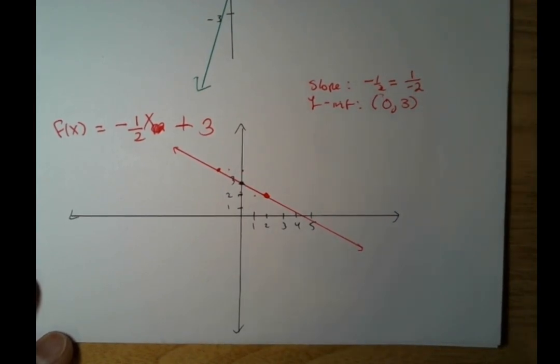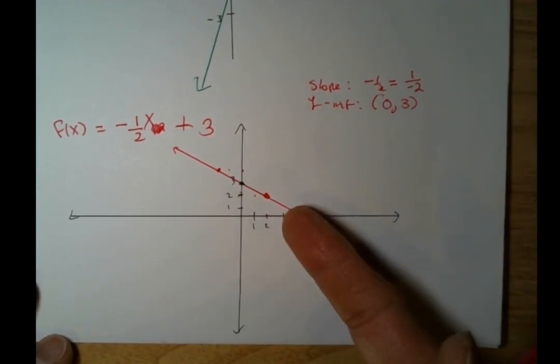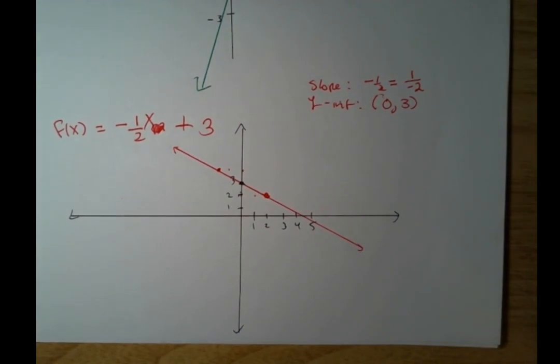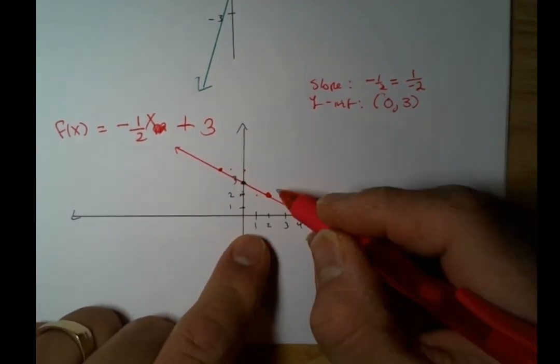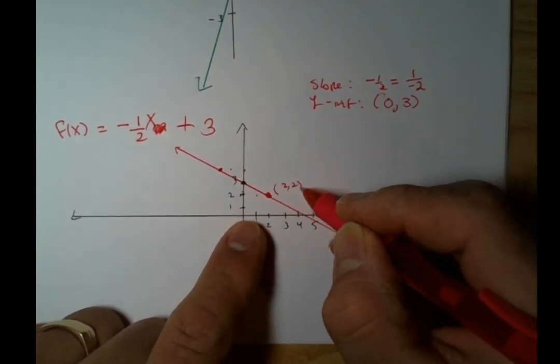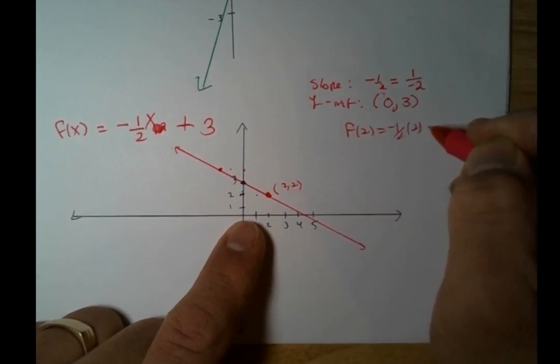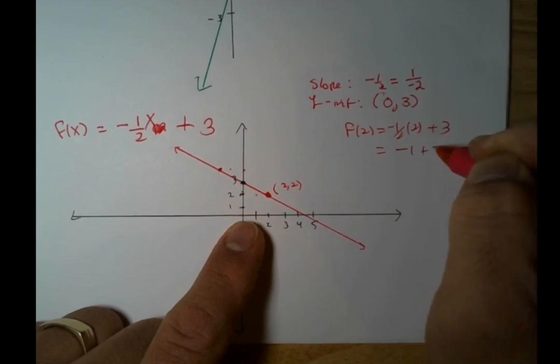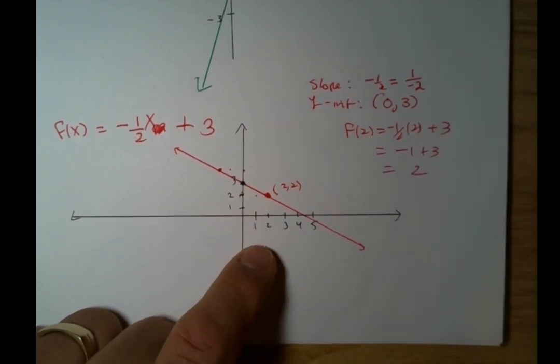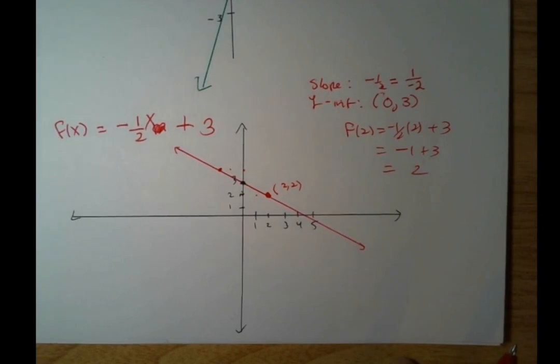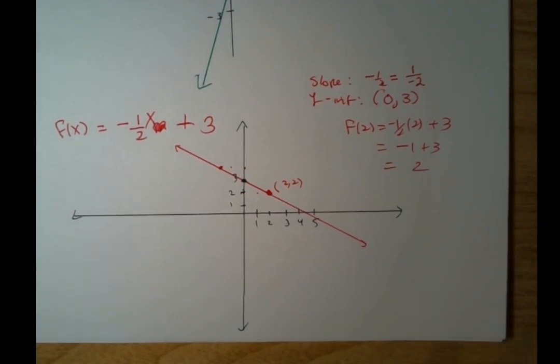Okay, and then you might be asking, all right, well, is this actually on the graph? And you can confirm this. This point is 2, 2. So if I plug in f of 2, I get -1/2 times 2 plus 3. We get -1 plus 3, which equals 2. So it is, in fact, on the graph. All right? So now there's a way to graph this line without having to calculate any points, as long as it's in slope-intercept form. Okay?